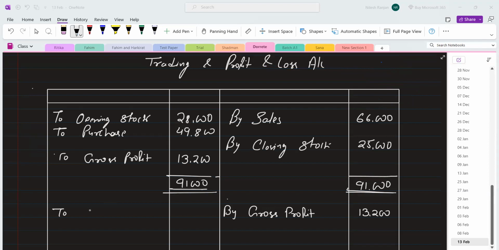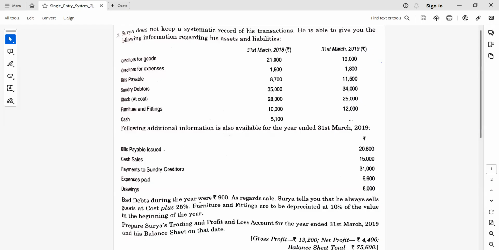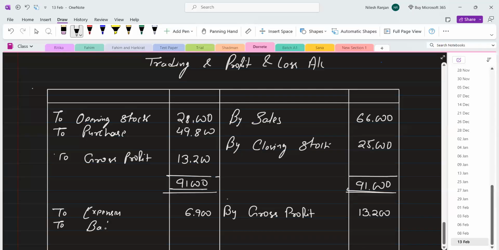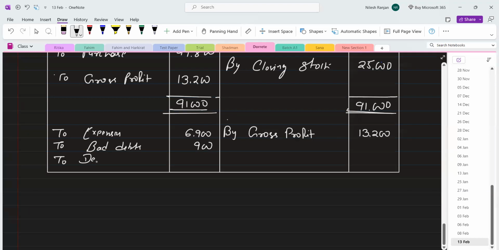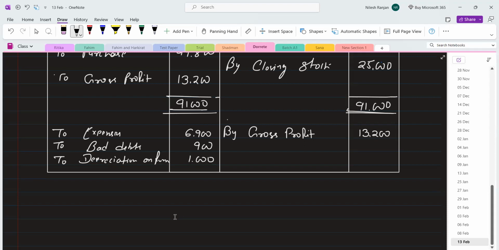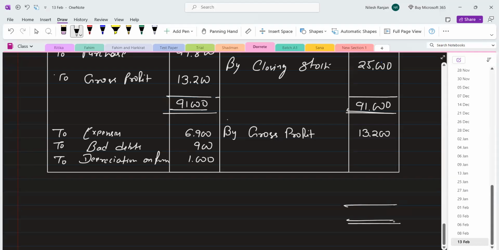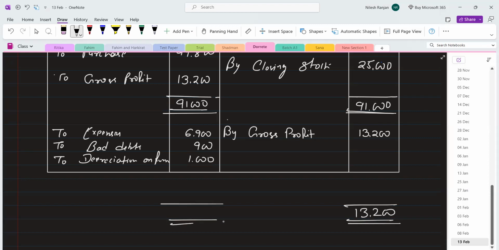So we will write it here. To expenses 6900. Okay. Now the bad debts is 900 in the question. To bad debts 900. After that, furniture and fittings are to be depreciated at 10% of the value in the beginning of the year. Furniture and fittings 10,000. So, to depreciation on furniture and fittings. That's it. So, we will calculate balancing profit here, 13,200, and it will be your net profit.